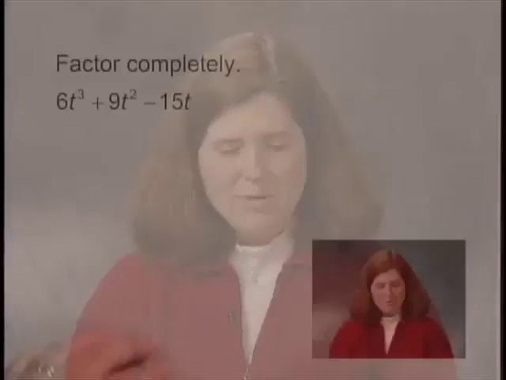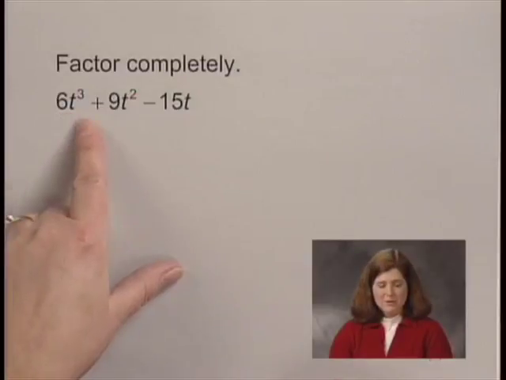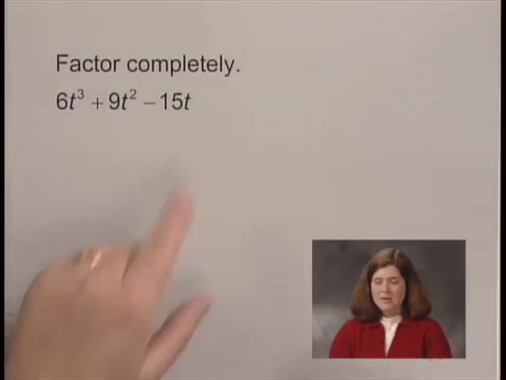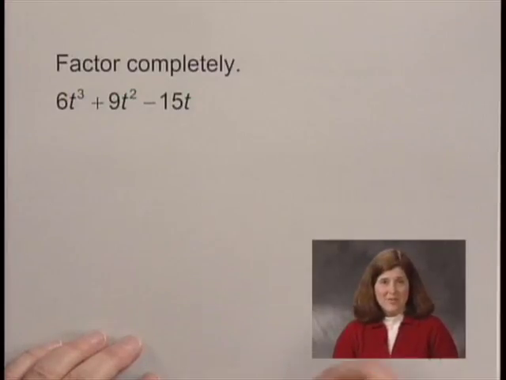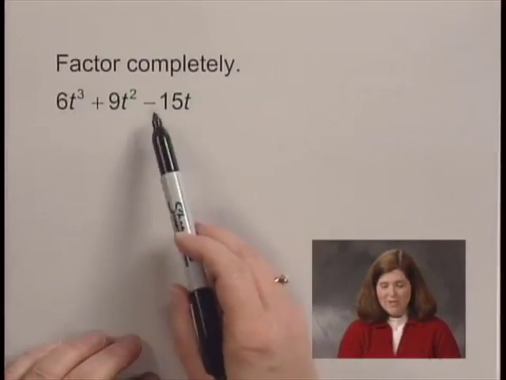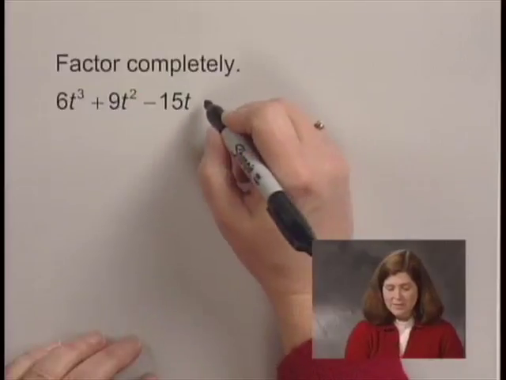In this problem, we'll factor a polynomial. We'll factor the polynomial 6t cubed plus 9t squared minus 15t. Let's first see if we have a common factor. We do. The common factor here is 3t.